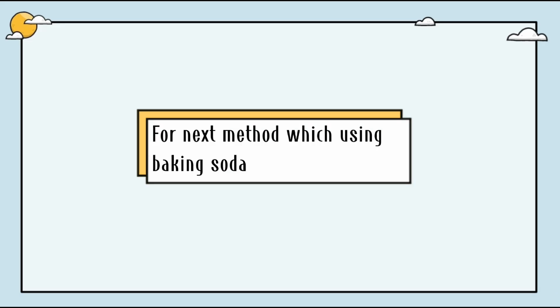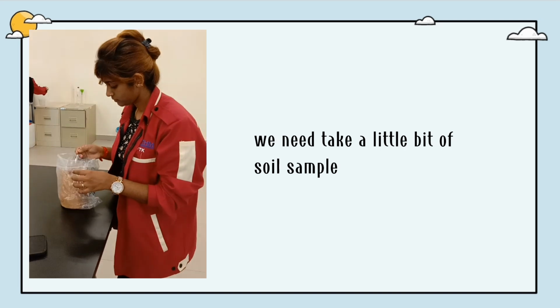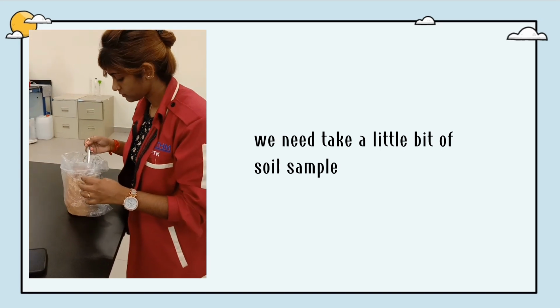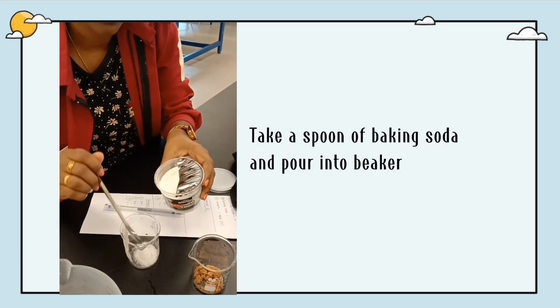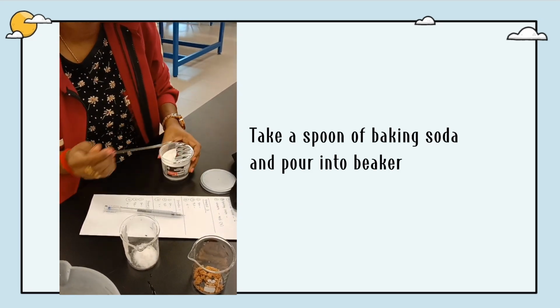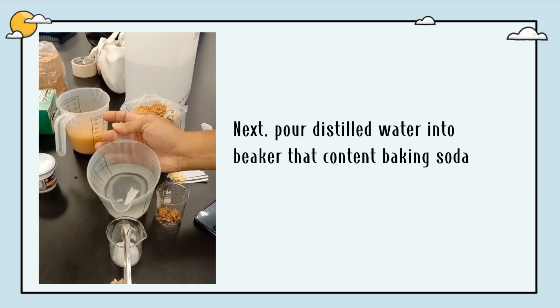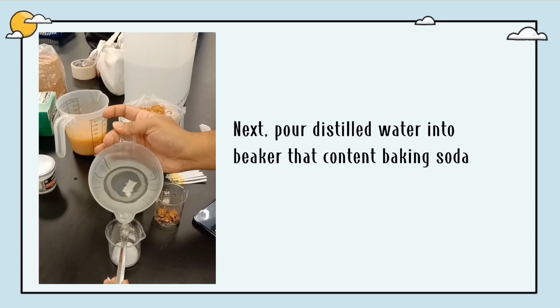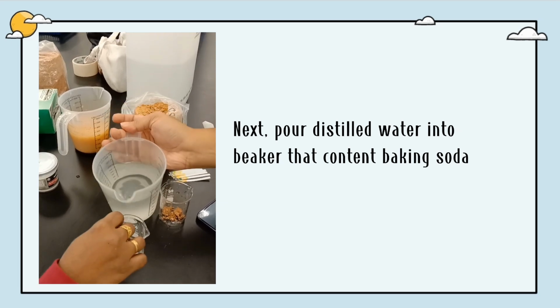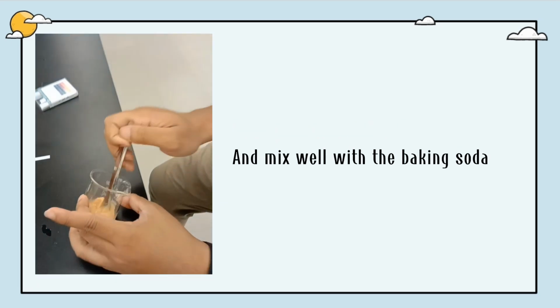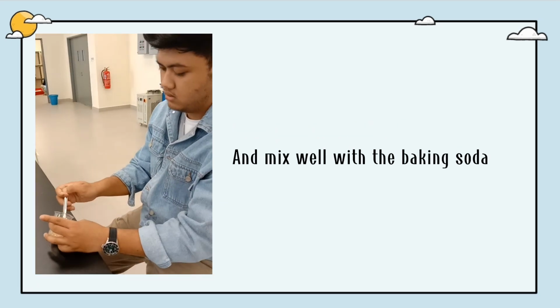For next method is using baking soda. We need to take a little bit of soil sample. Take a spoon of baking soda and pour it into a beaker. Next, pour distilled water into beaker that contains baking soda. Mix it well with the baking soda.